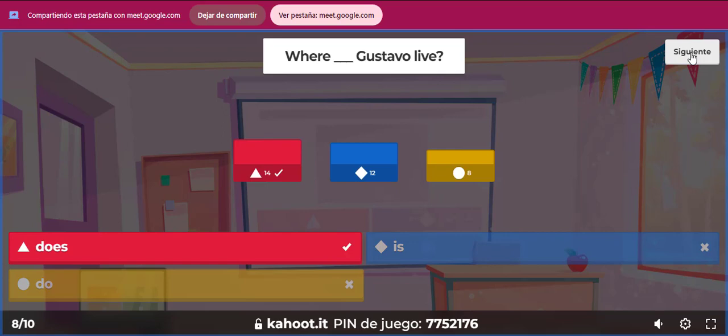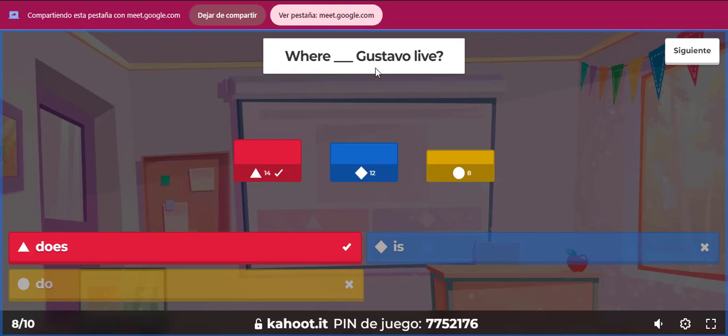Okay, this one was a difficult one, it seems. Okay, we have something different here. Like, we don't have he, but we have Gustavo, that will be the equivalent. Recuerden que los subject pronouns los utilizamos para sustituir sujetos. En este caso, Gustavo equivale a él, lo mismo que hacemos en español.